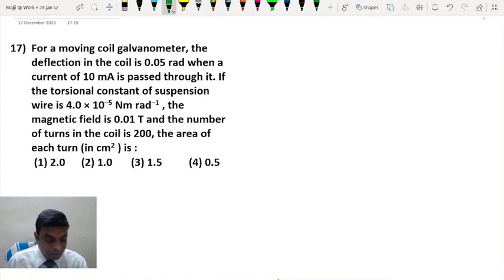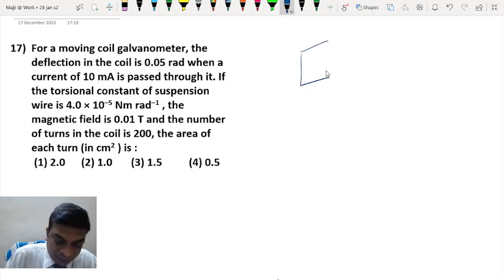For a moving coil galvanometer, the deflection in the coil is 0.05 radian when a current of 10 milliampere is passed through it. The torsional constant of the suspension wire, the magnetic field, the number of turns and the area of each turn are given. This is based on the basic principle of a moving coil galvanometer. As you know, when current is made to flow through the coil within the galvanometer, it starts behaving as a magnet, and there's a permanent magnetic field inside the galvanometer.